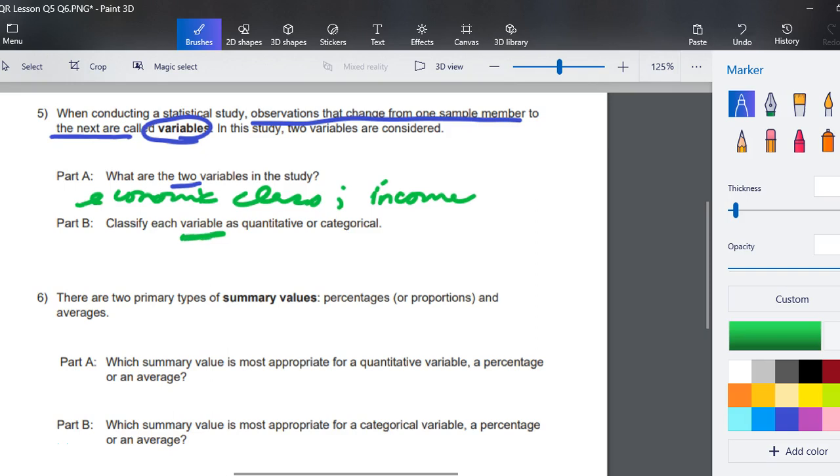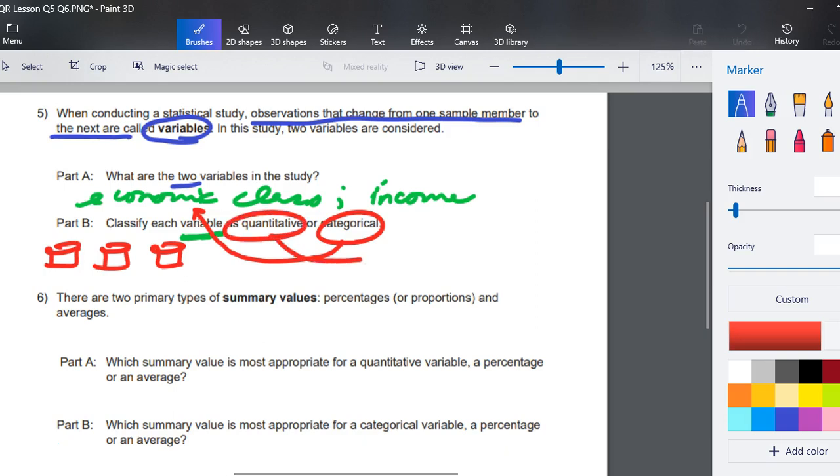Classify each variable as quantitative or categorical. Categorical is like a box or a bucket. An economic class is a bucket. You either were in the upper, the middle, or the lower. But income is quantitative. It's a number, and we can take that number and do stuff like an average.